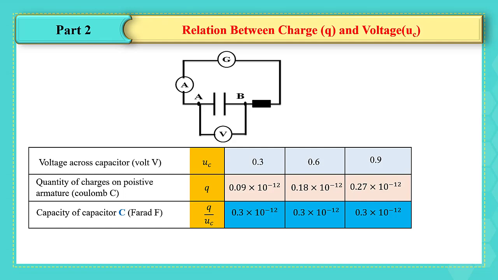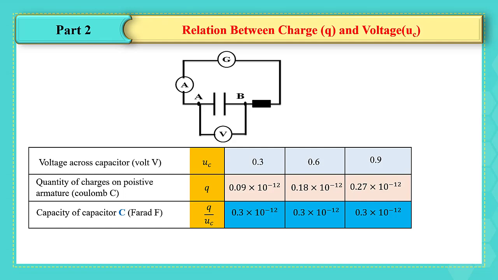So this table records the values that were given in the previous experiment. The first voltage that we have chosen is 0.3. The corresponding charge was 0.09 times 10 to the power minus 12 coulombs, or 0.09 picocoulombs. If now we divide Q by UC, it gives this number, which is 0.3 times 10 to the power minus 12. The same calculation is done for the other two values of the voltage, which are 0.6 and 0.9.